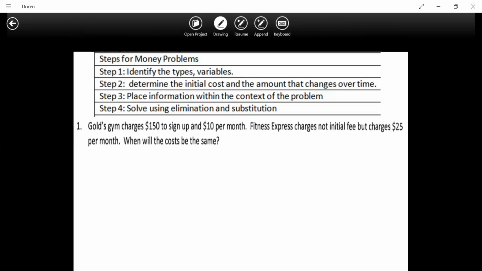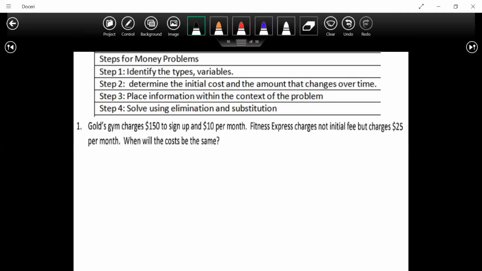Place the information within the context of the problem. I'll show you guys how to set that up. We want to put it into y equals mx plus b form, and I'll show you what that looks like because we want to be able to see it as a line. Then we're going to solve using elimination or substitution. In these cases, it's going to be a lot easier just using substitution. One thing I want you guys to write down, do me a favor and write it down for me.